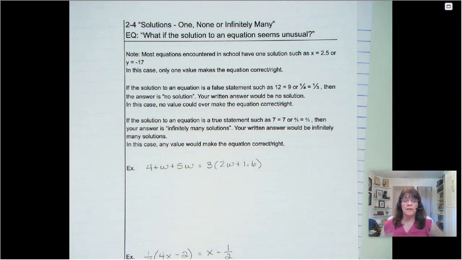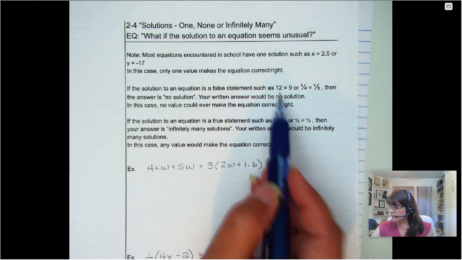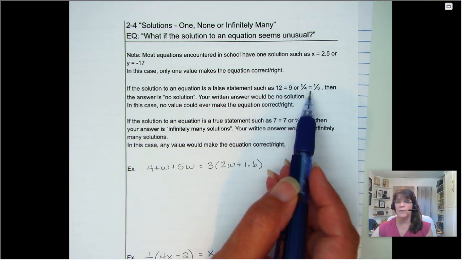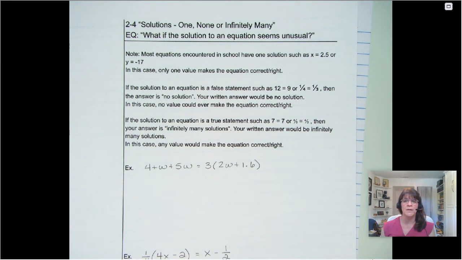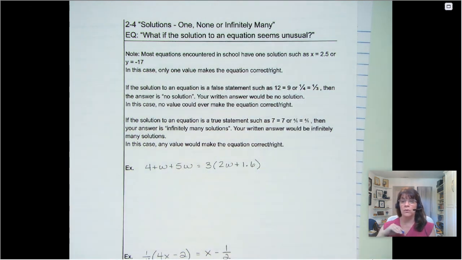The value can be a lot of things, and the farther you go in math, the more you'll see. But what happens if you get a false statement? Like you do the whole equation, and then you get something at the end that says 12 equals 9, or 1/4 equals 1/3. And you're like, that's a straight lie. Well, then it's no solution. Liars have no solution. Kind of easy to remember in that way. So if it is not telling the truth, it is no solution.